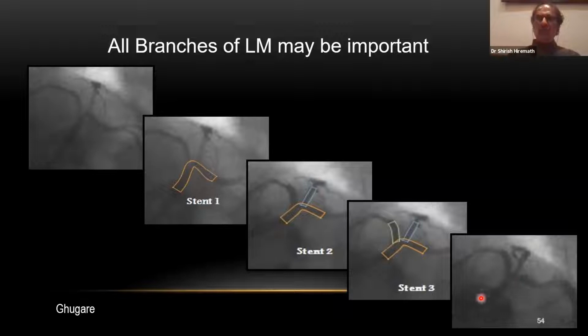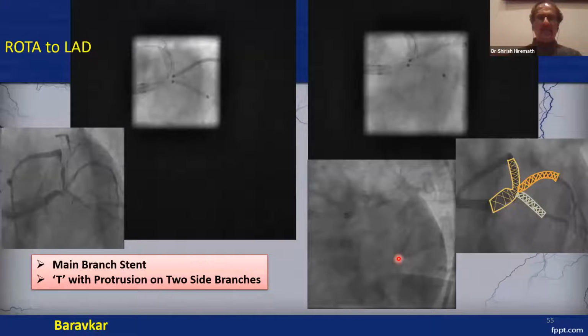So conventional balloon and stent is a good option, and you end up with high pressure, non-compliant balloon inflation, doing a KISS at these two sites, and you would get a good result.